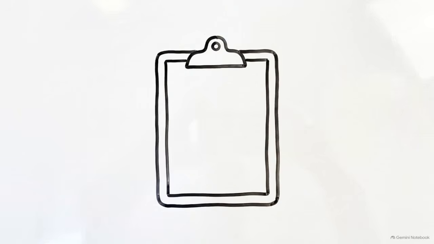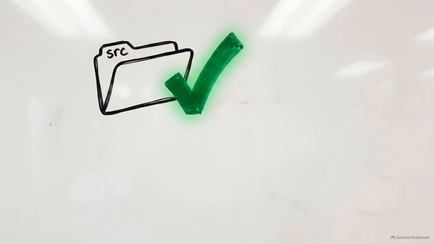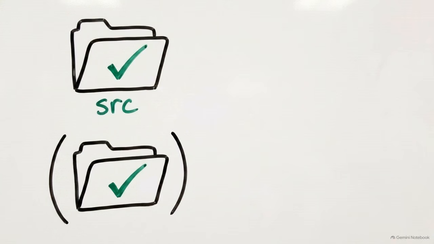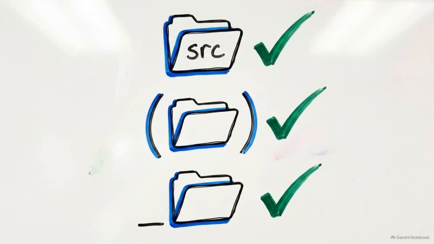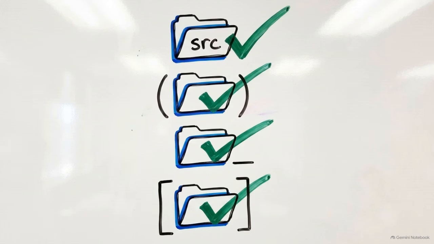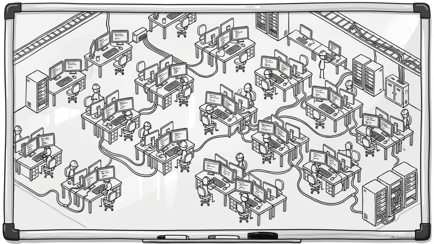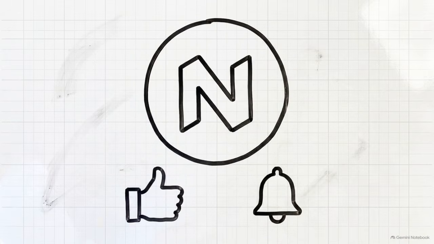Let's run the checklist. Use src for a clean root, parentheses to group files silently, underscores to keep files private, and brackets for dynamic URL data. Adopting these conventions ensures your application remains scalable and manageable for an entire engineering team. Now that your project is structured, it's time to build.